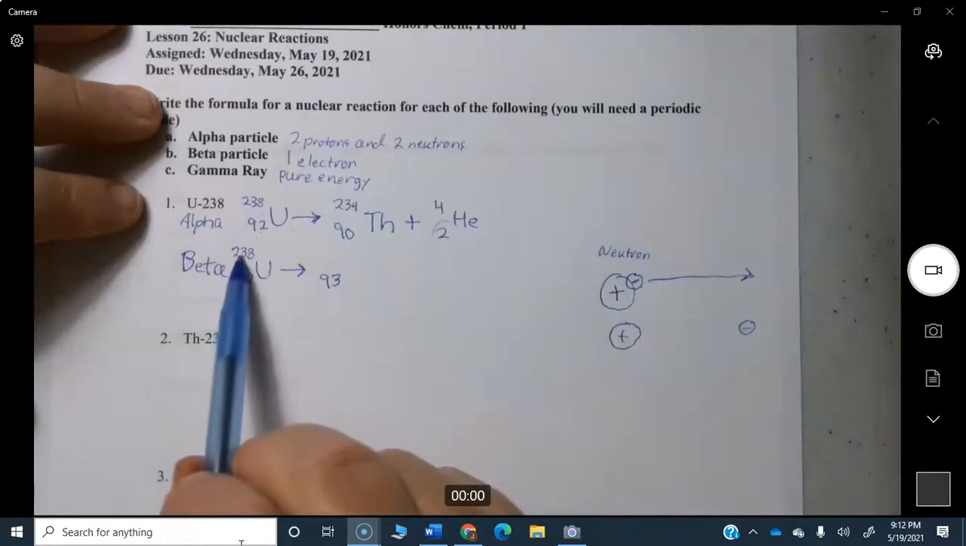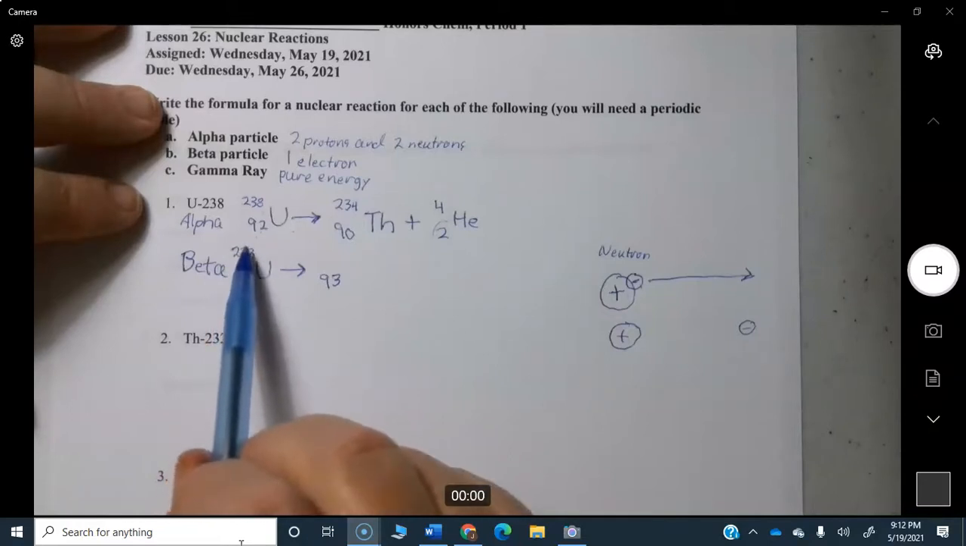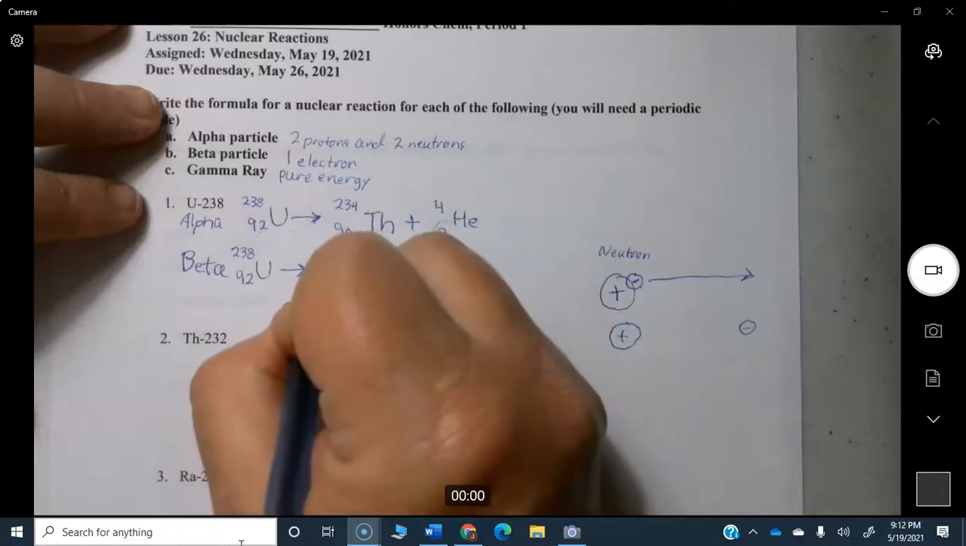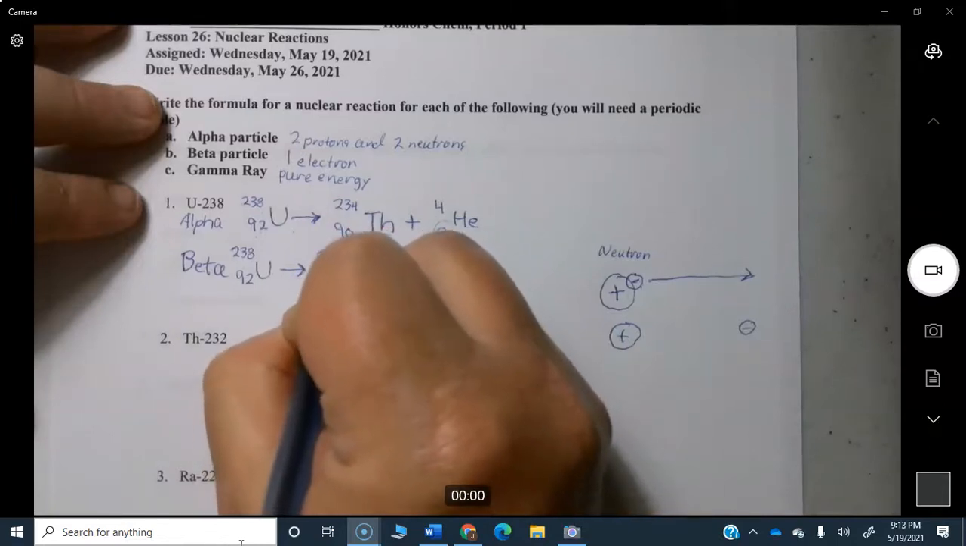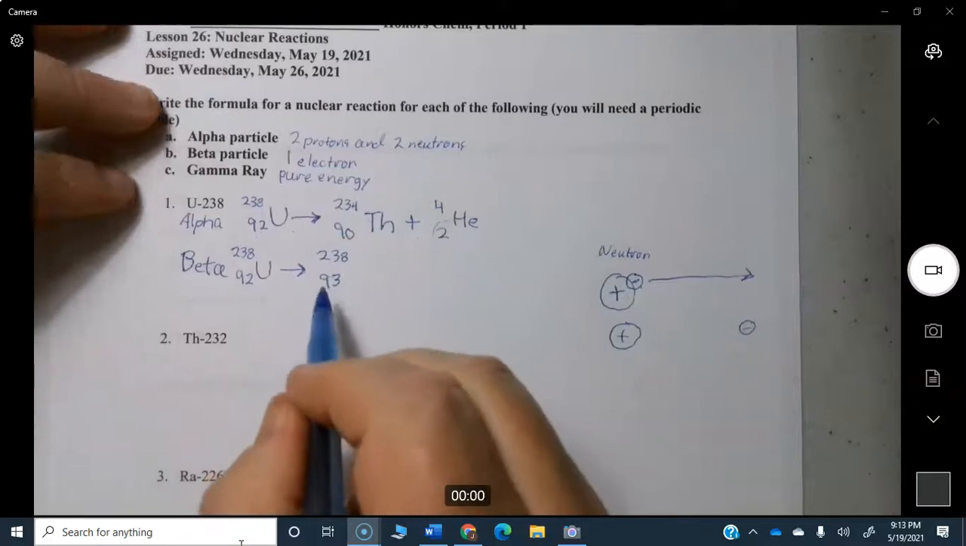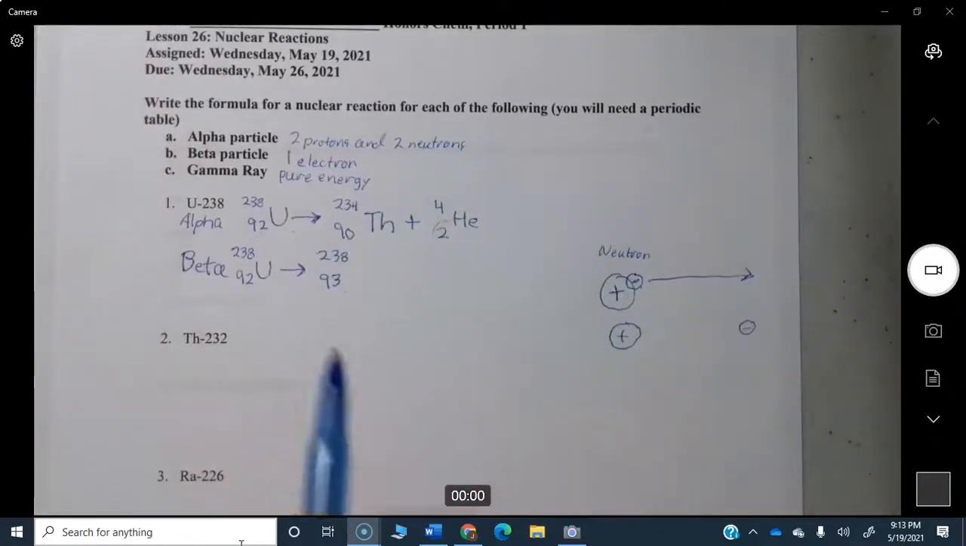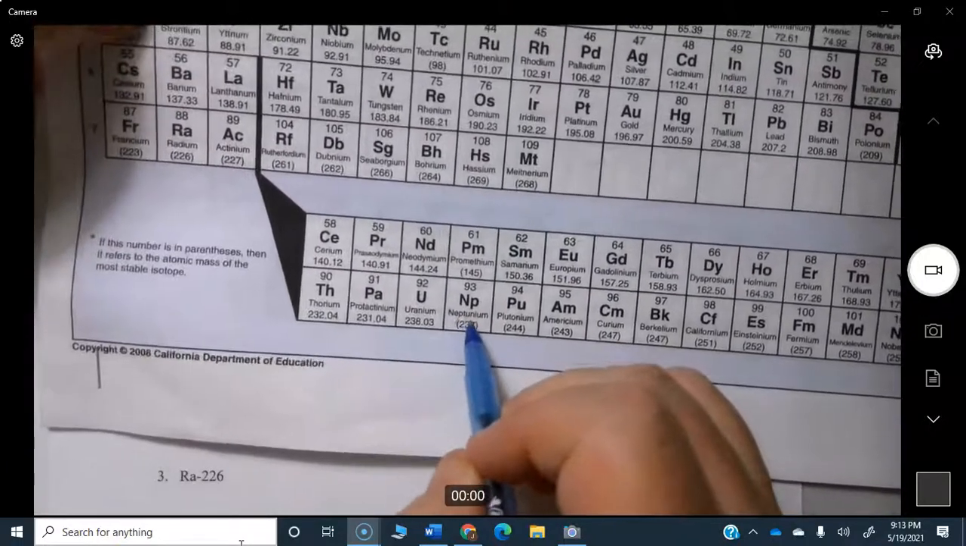Now, remember that 238 is the total number of neutrons plus protons. And what we just said is we lost a neutron, but we gained a proton. So this number is not going to change. Minus 1 neutron plus 1 proton, you still have 238 neutrons plus protons. So the mass number is going to stay the same. Now we have to come to the periodic table and see what element number 93 is. And it's Neptunium, number 93, Np.